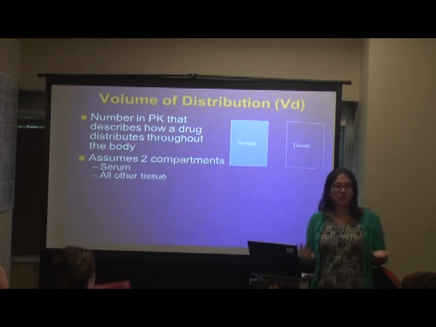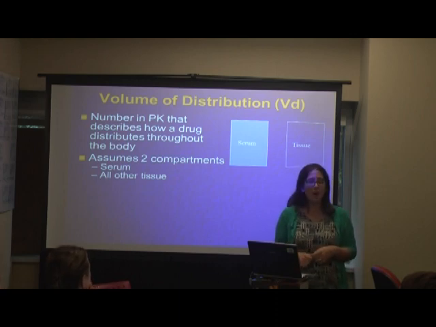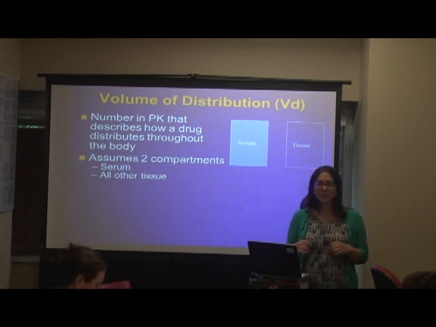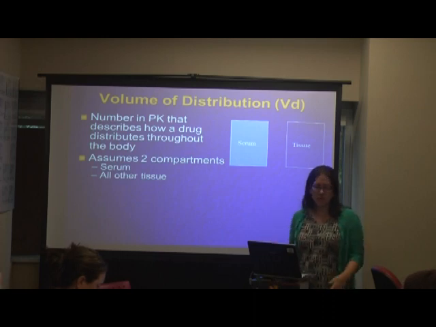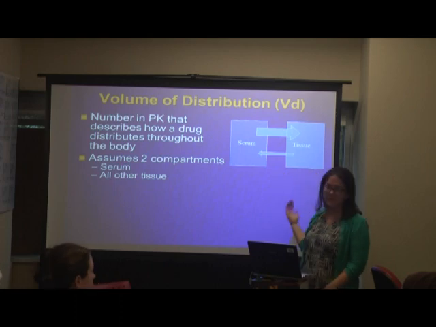Volume of distribution is also something we have to think about when we're talking about the pharmacokinetics and pharmacodynamics of antibiotics. The volume of distribution describes how a drug distributes throughout the body. We assume a 2-compartment model, and the 2 compartments are your serum, your blood, and all other tissues of the body. It goes from your blood to the rest of the body, and you see it makes a little equilibrium between the serum and the tissues.